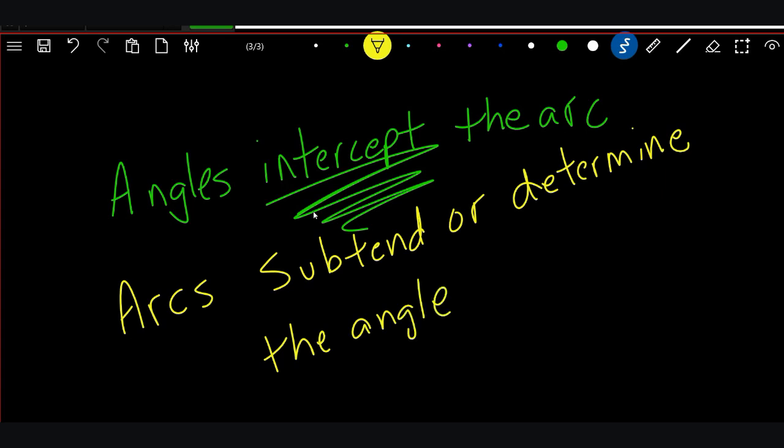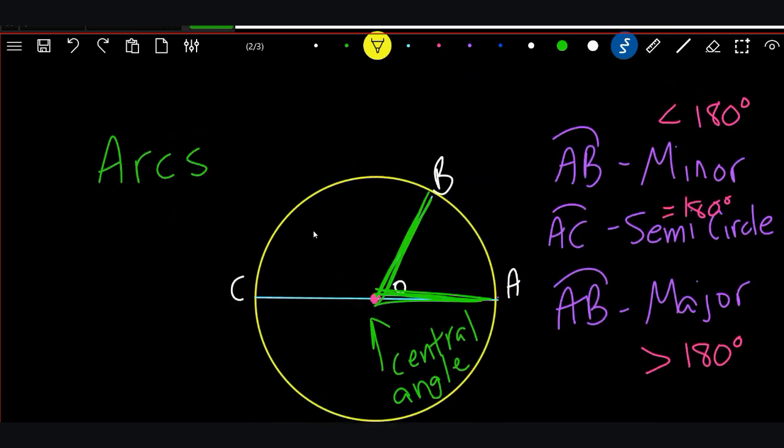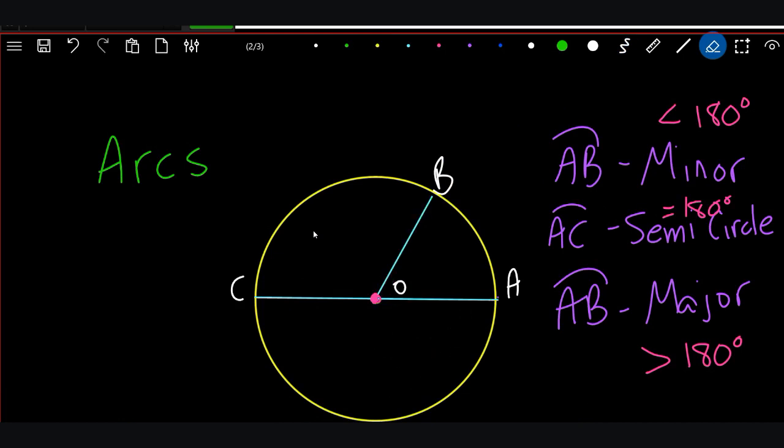When we're talking about the arc, that word subtend is super important. You're going to see it all the time. Every once in a while, you'll see the word determine, but most of the time in this book, and in geometry in general, you're going to see the word subtend. So arcs subtend the angle. Angles intercept the arc. Let's go back and look at this. Let me erase some of this stuff so that you can see it a little better. We'll go back to the central angle here.